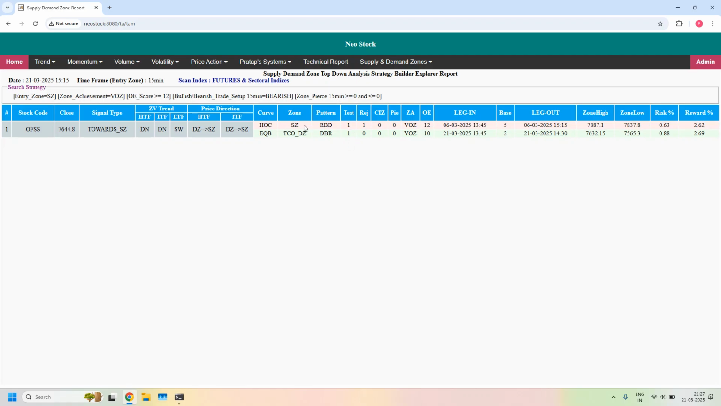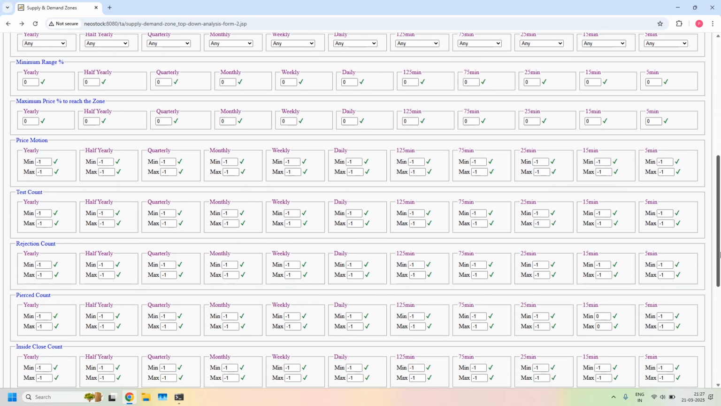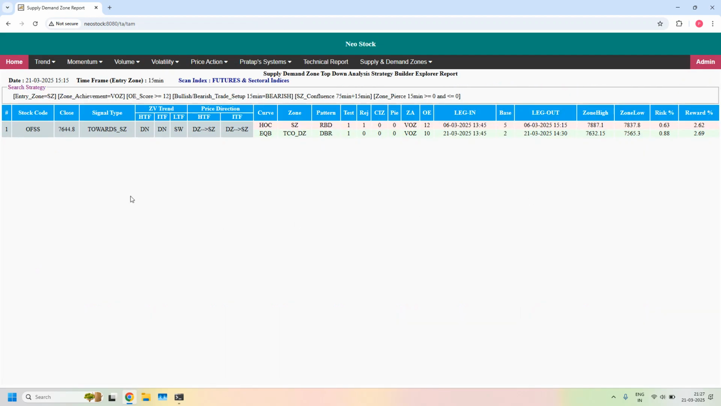First, we will check whether this zone has ITF supply zone confluence, that is, 15 minutes with 75 minutes supply zone confluence. So I am enabling the filter. So the stock is filtered. That means this 15-minute supply zone is overlapped with a 75-minute supply zone. And also the 75 minutes trend is down.